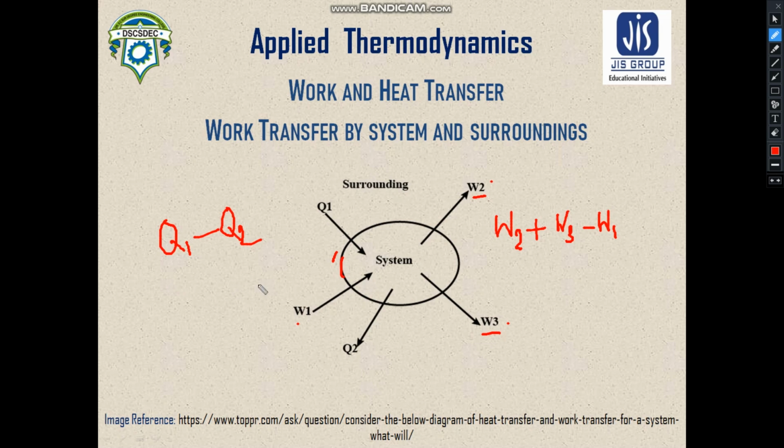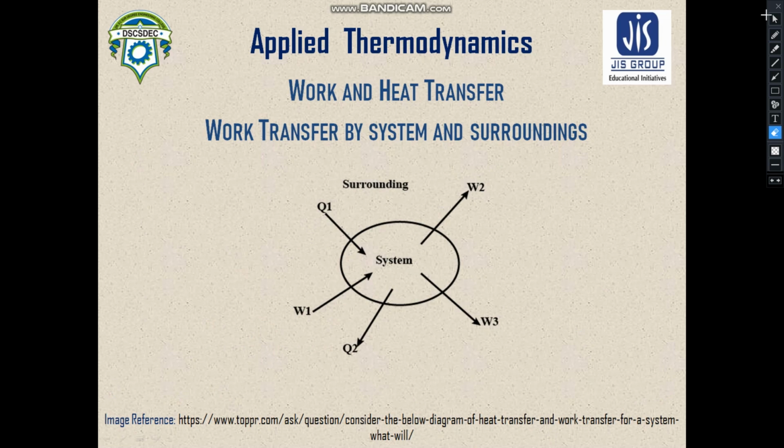As I have told, there are two types of energy transfer possible in thermodynamics, which are energies in transit. The energies which are crossing the thermodynamic boundaries are work transfer and heat transfer. So both the examples are given here.